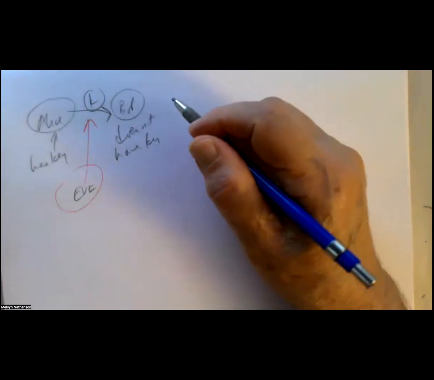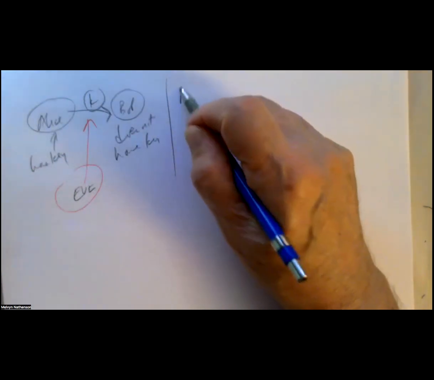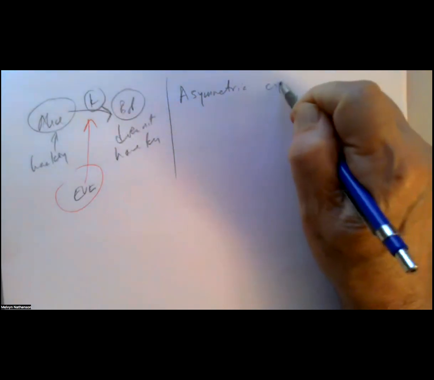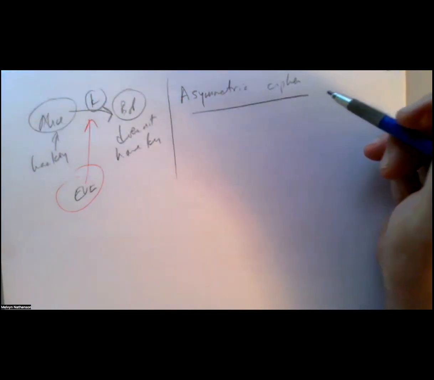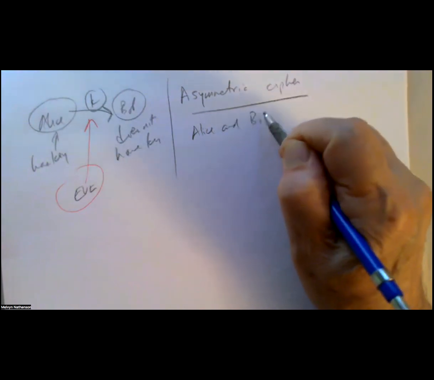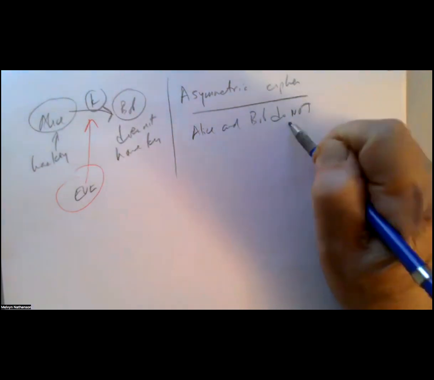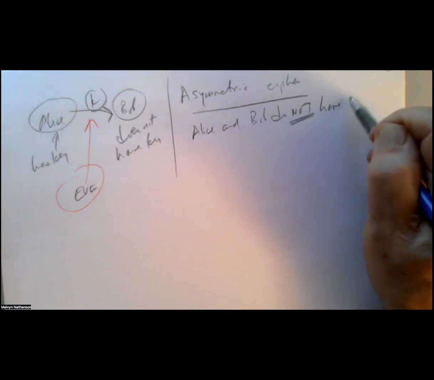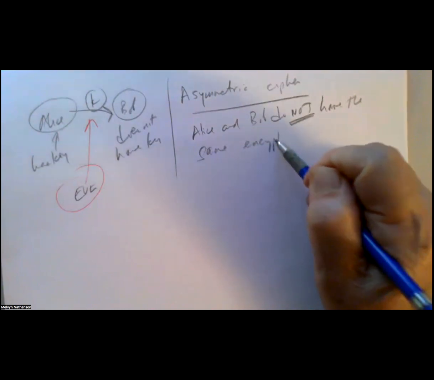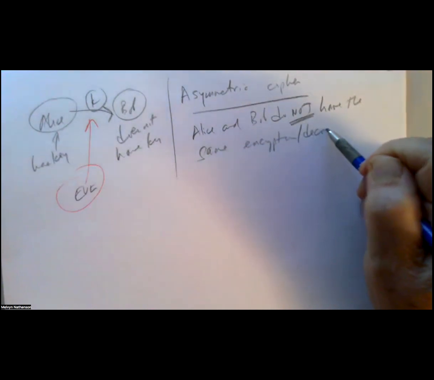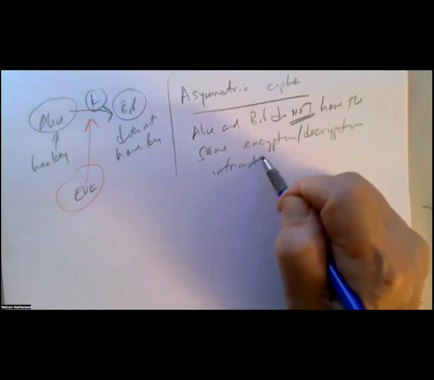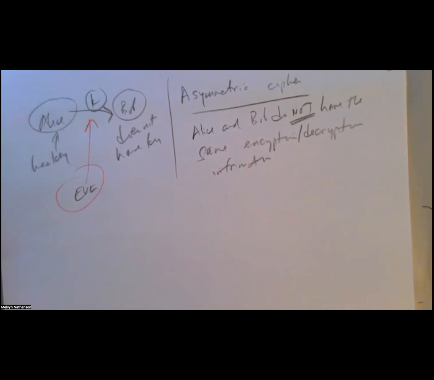And one solution to this problem is to try to develop an asymmetric cipher or code. In an asymmetric cipher, Alice and Bob do not have the same encryption, decryption information. It's not equal. It is asymmetric.